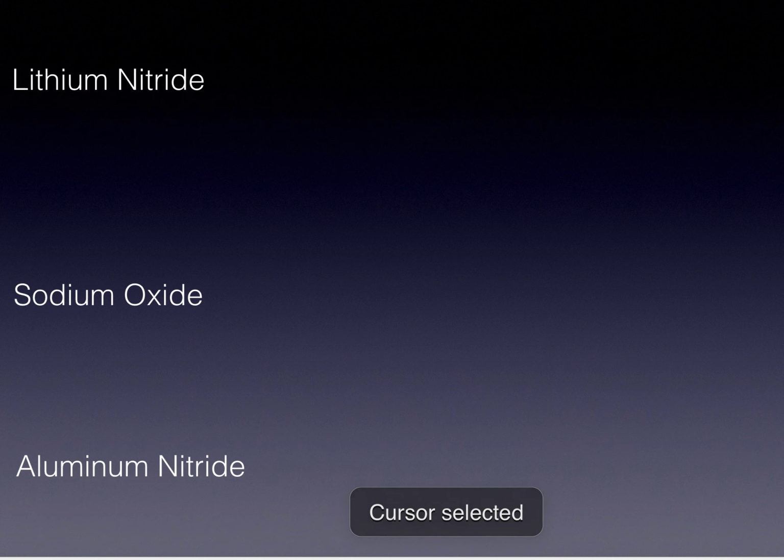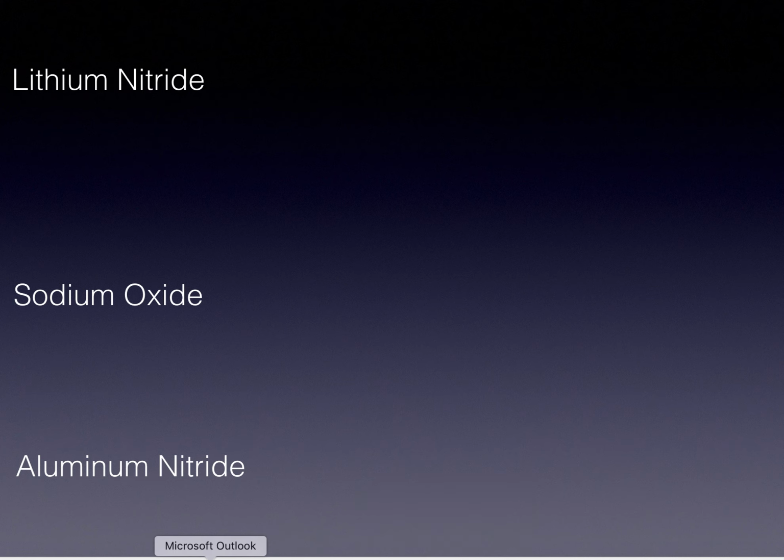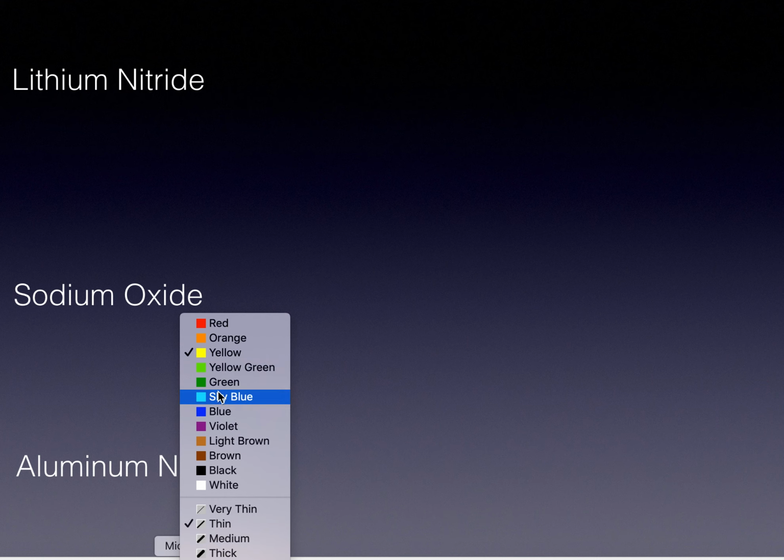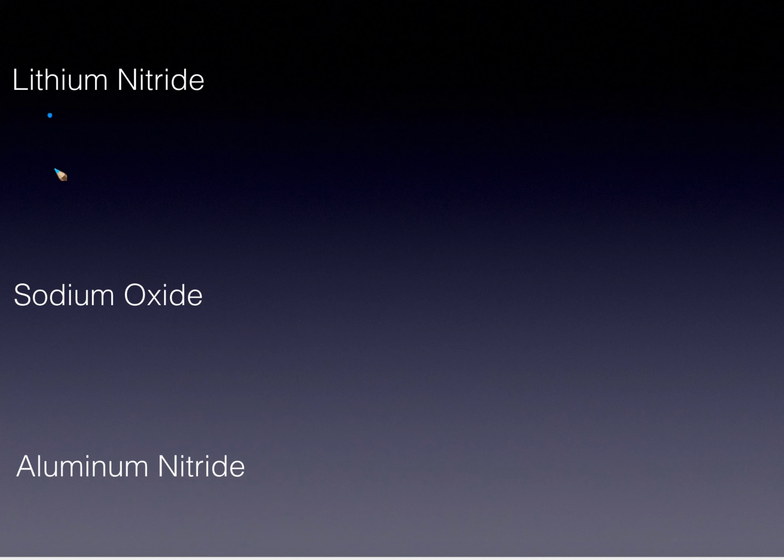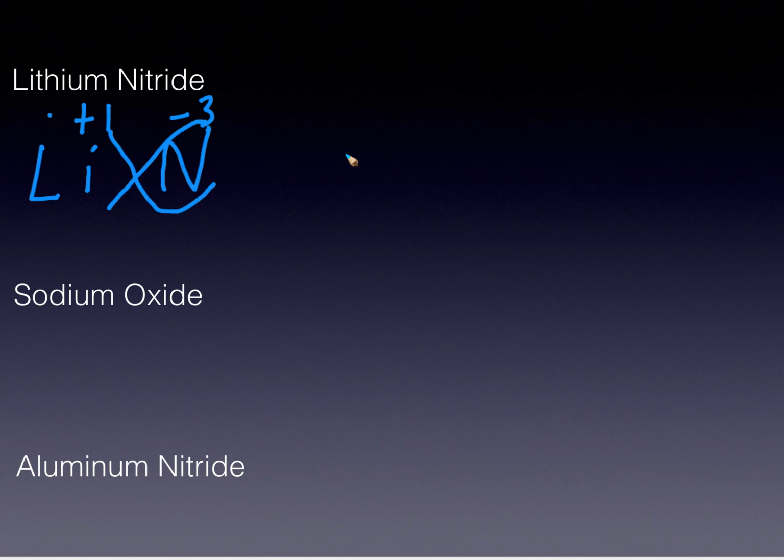Okay, so a few examples. So we have lithium nitride. So lithium is Li, nitride is N, so lithium is +1, nitride is -3. So what do we do now? We crisscross our charges. So the 3 comes down here to the Li, and the 1 comes here to the N. So we're going to have Li3N.